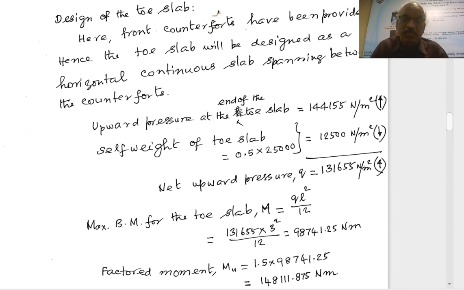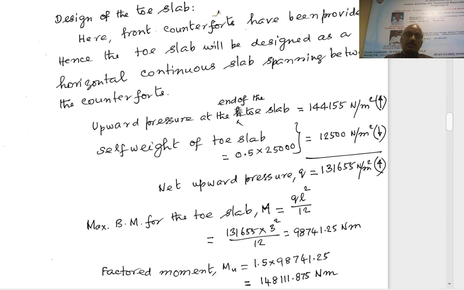We are considering 1 meter width of the slab into 1 meter length of the slab. We are going to find out the pressure per square meter, Newton per square meter. So 1 meter length, 1 meter width, thickness is 0.5. That is why that 1 into 1 is not written. 0.5 into 25,000, that is the self weight of the slab. So net upward pressure is equal to 131,655 Newton per meter square.